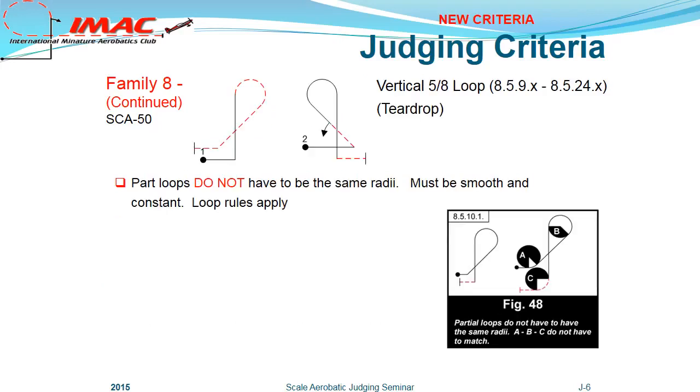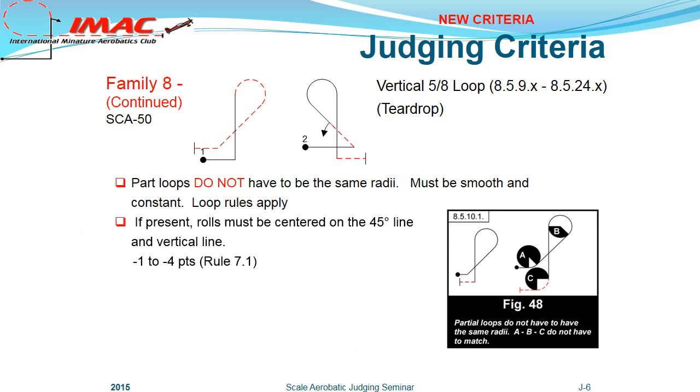Here are some of the many variations of the vertical 5/8 loop shown in Figure 1 and the reverse 5/8 loop in Figure 2, both commonly referred to as a teardrop. These figures contain a 5/8 loop, a quarter loop, and 2 lines. The entry or exit may either be a 1/8 or a 3/8 loop. As shown in Figure 48, none of the partial loop radii need match. However, they must be smooth and constant. All of the standard looping rules apply.